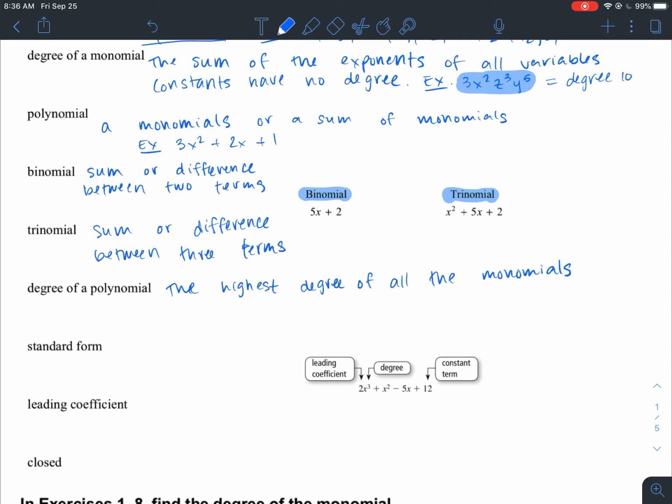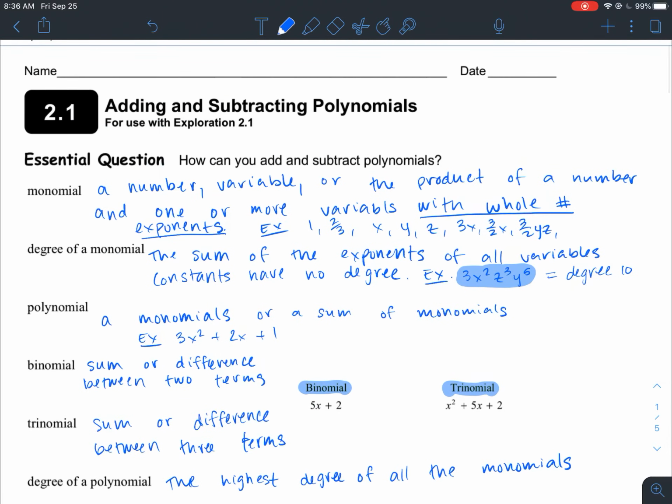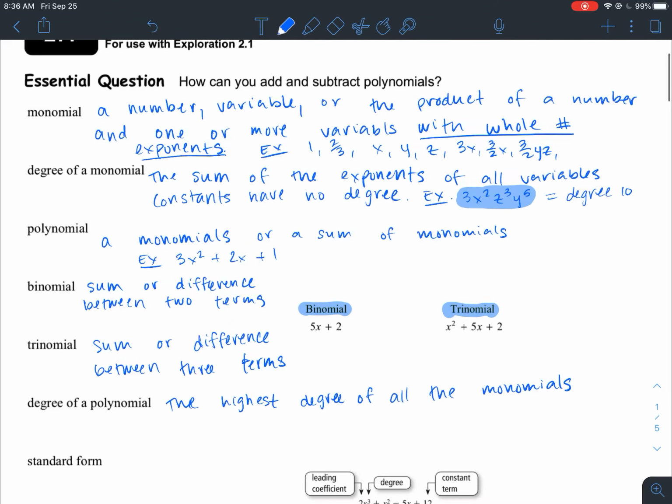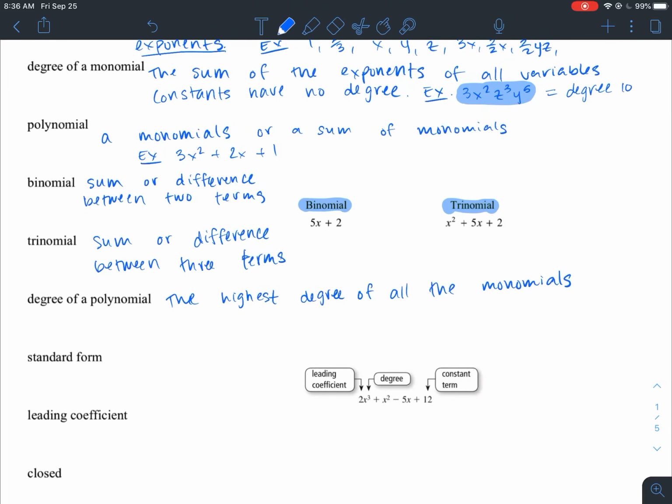Highest degree of all the monomials. So remember how we talked about the degree of the monomials right up here? The degree of the polynomial is the highest degree of the monomial, okay? And I'll give an example in just a second about that one. But first let's talk about standard form. So standard form is how we write polynomials.